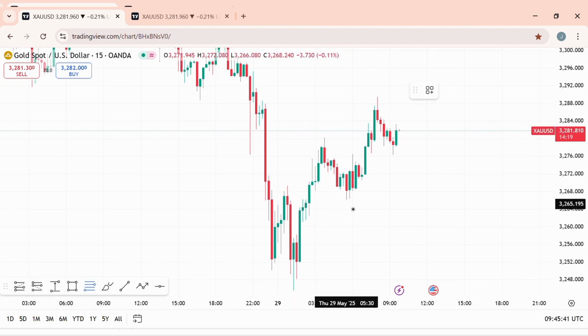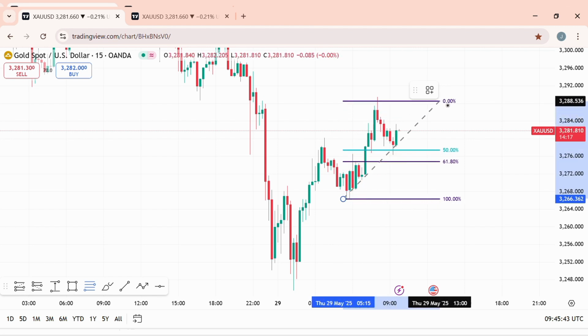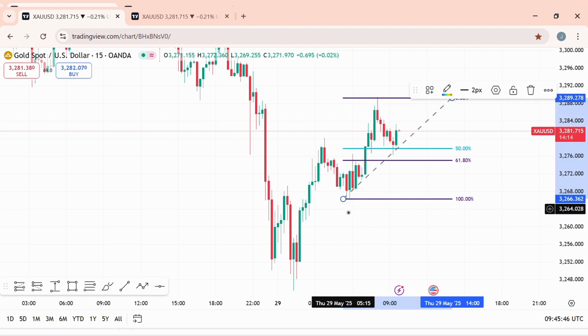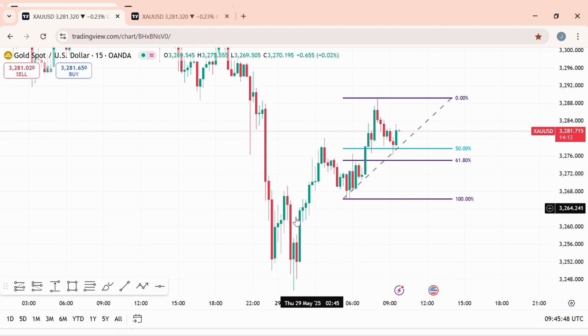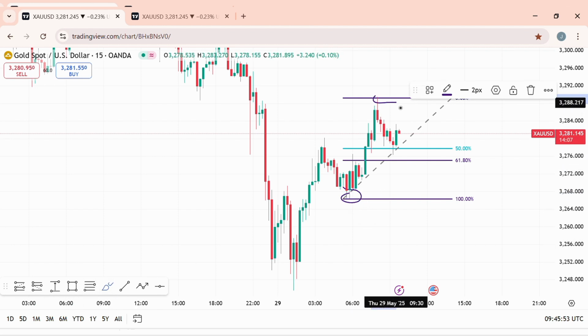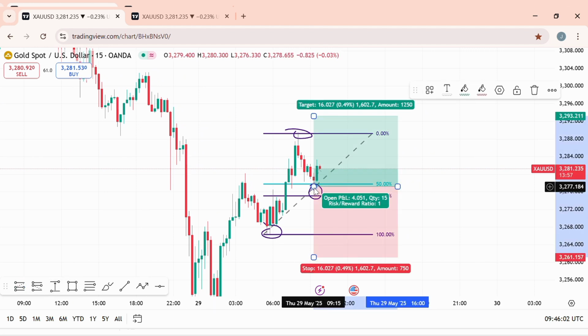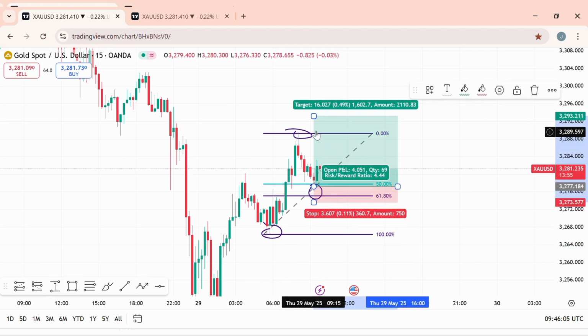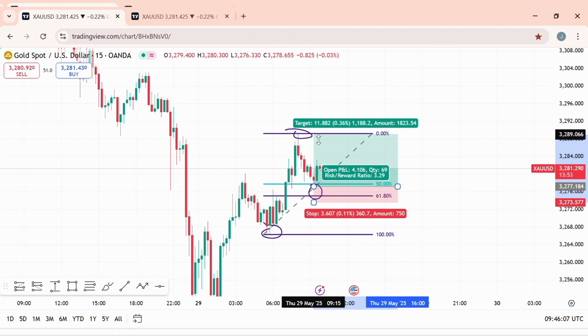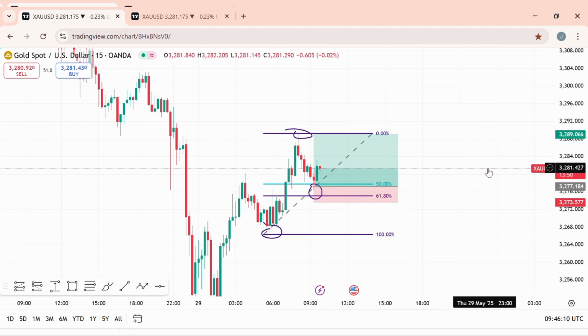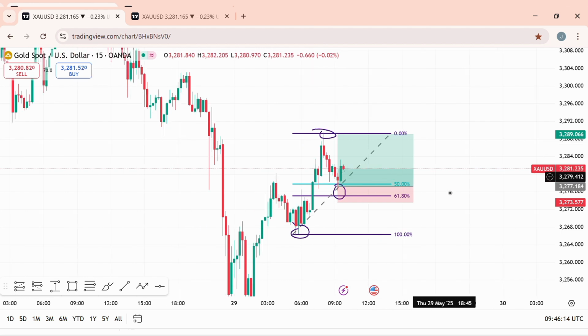This is what it is doing. See at this zone, if you could have entered at this point, this was an uptrend, then there was this pullback to our premium zone, then see gold is buying. So what you could have done is just enter here, don't be greedy, just target the previous high and you get your 1, 2, 3 or 4 reward to risk ratio. And that was all about this video.